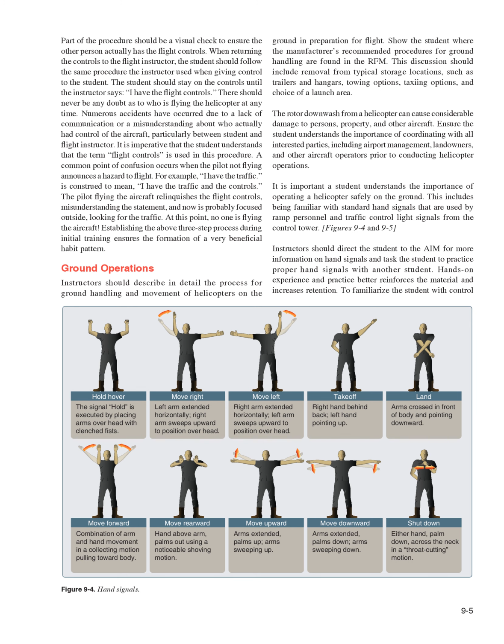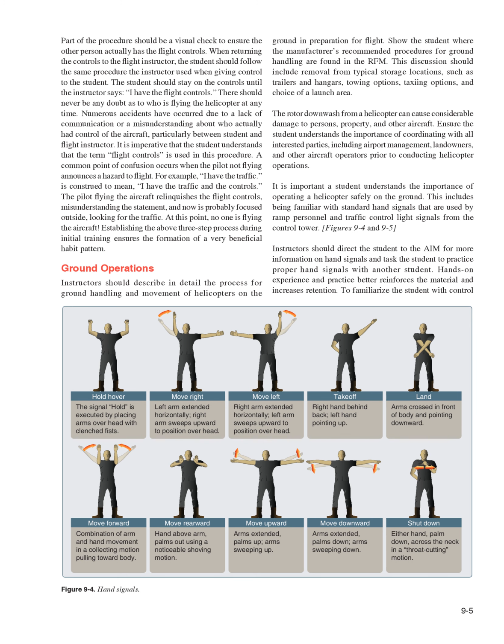Ground operations instructors should describe in detail the process for ground handling and movement of helicopters on the ground in preparation for flight. Show the student where the manufacturer's recommended procedures for ground handling are found in the RFM. This discussion should include removal from typical storage locations, such as trailers and hangars, towing options, taxiing options, and choice of a launch area. The rotor downwash from a helicopter can cause considerable damage to persons, property, and other aircraft. Ensure the student understands the importance of coordinating with all interested parties, including airport management, landowners, and other aircraft operators prior to conducting helicopter operations.